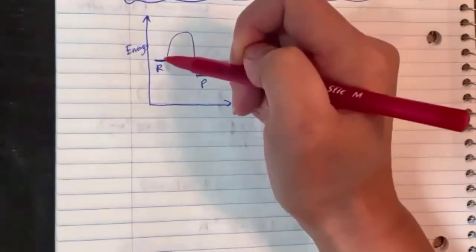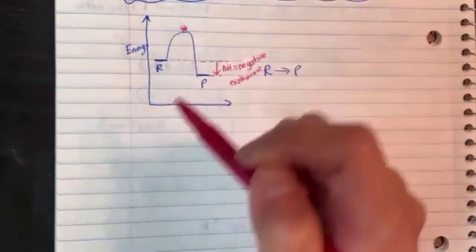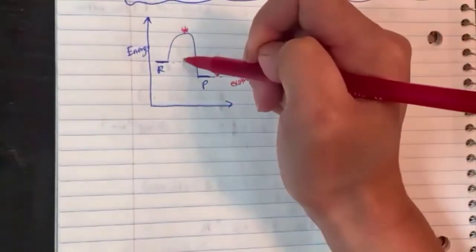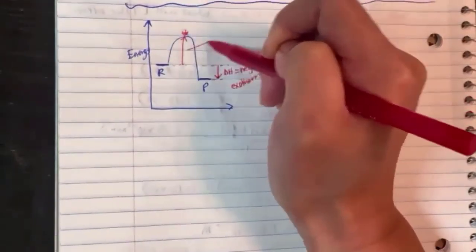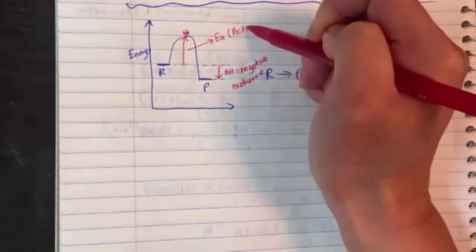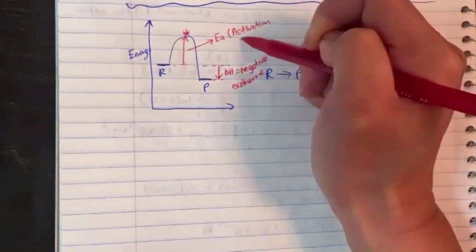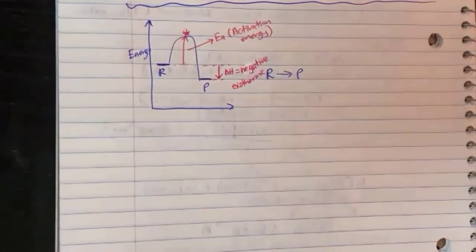Now, for our R going to P, our activated complex is right here, super high energy here, the weird awkward position. It's right up there. So from here to here, this here will be my EA or my activation energy, going from R to P.